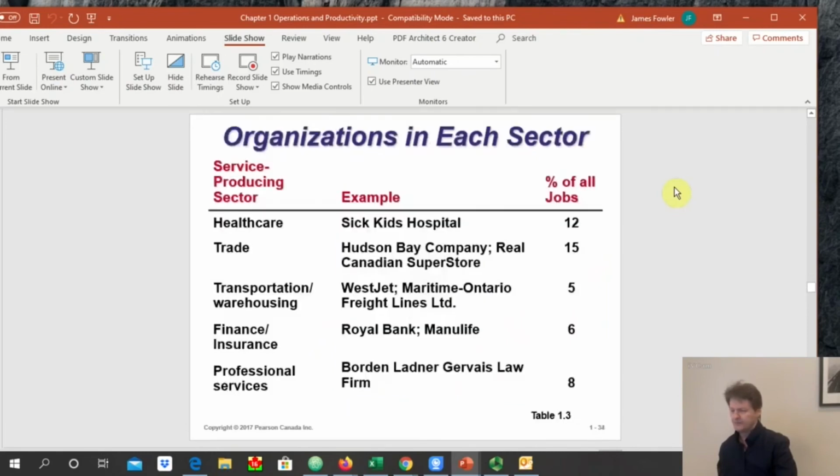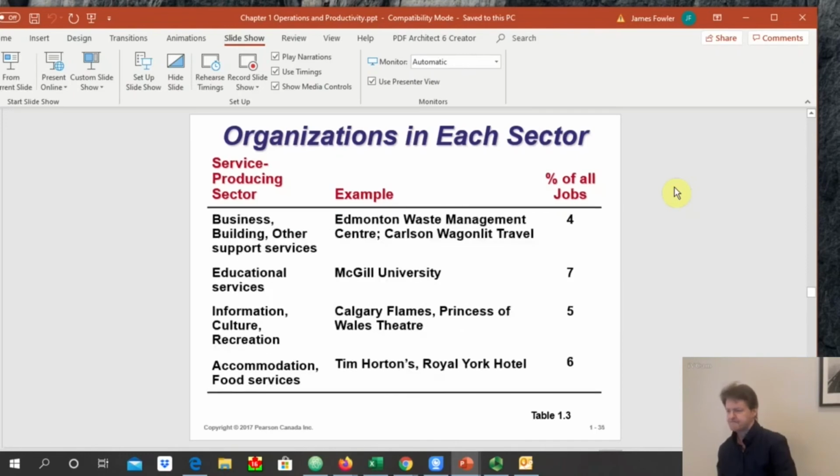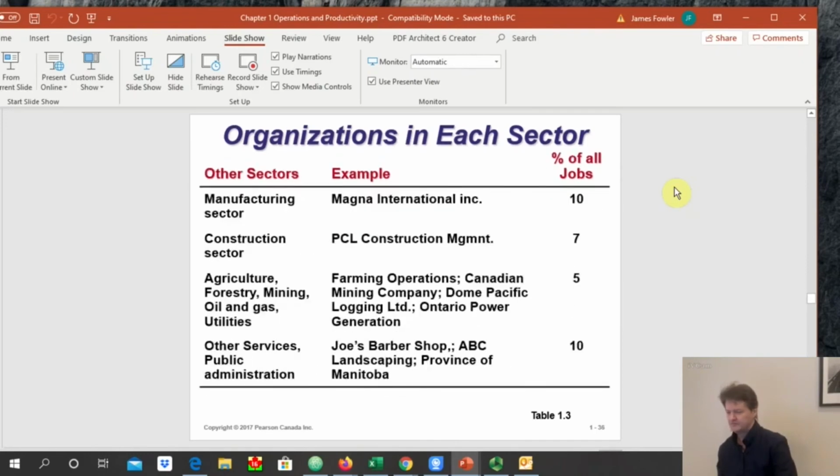Next page. Just some examples here of organizations in each sector. Service-producing sectors such as healthcare, like Sick Kids and hospitals, consist of 12% of the jobs. The Bay, for example, 15% of all the jobs. Transportation and warehousing, such as WestJet and Maritime Ontario Freight Lines, is 5%. Finance and insurance, Royal Bank and Manulife, for example, 6% of all the jobs. You can have a look through there.